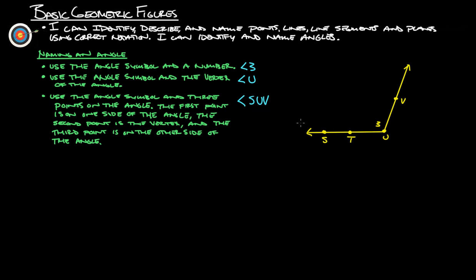First point, the first letter is a point on one of the sides. The second letter, that U there always has to be the vertex. Okay, and then V is on the other side. We could also name this angle VUS, or we could name it angle TUV, or angle VUT. Any one of those would work for this. Okay, so angle 3, angle U, or any of those 4 would work for naming that angle.